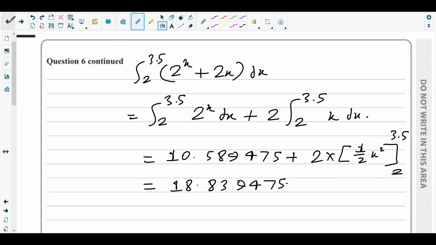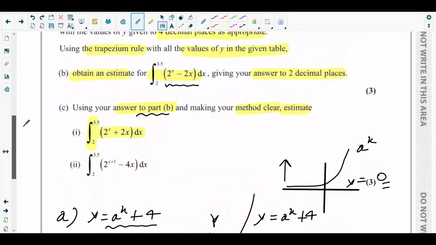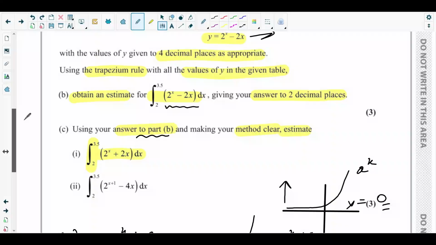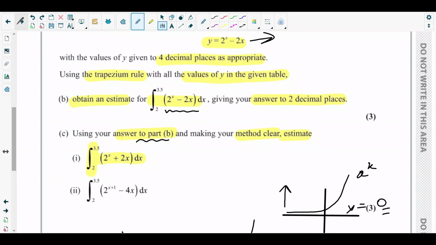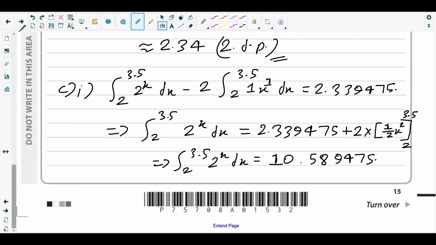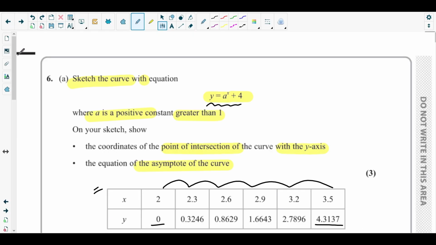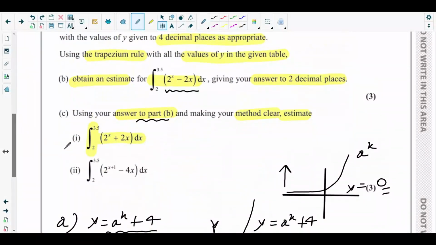So this is basically 18.839475. We need to give the answer to how many significant figures? Let's write it to 3 significant figures. So we can write it as 18.8. That's the answer for part C1. Fine.